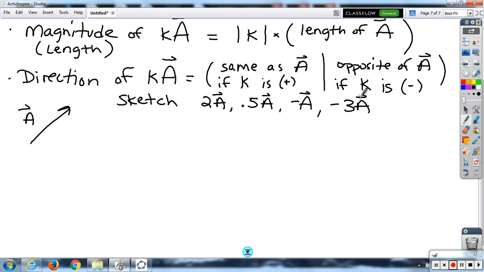Okay, so let's try 2a. So it's going to have a length that is twice what a originally was. And because it's positive, it's going to be pointing in the same direction. So 2a will look something like this. This new vector, 0.5a, is half the size that a was. Also positive, so it's going to be pointing in the same direction as a. So it'll look something like this.